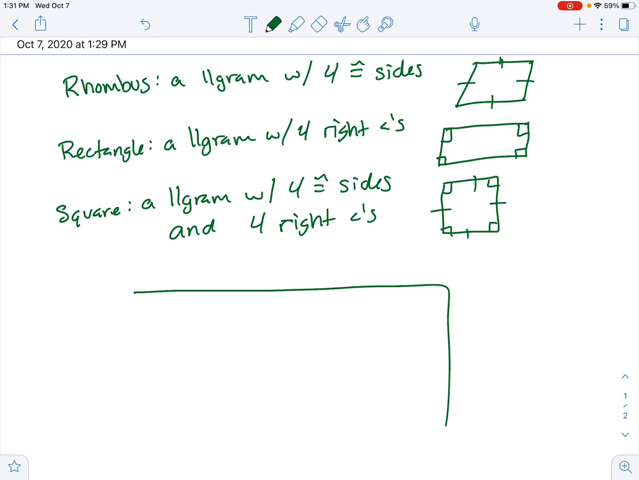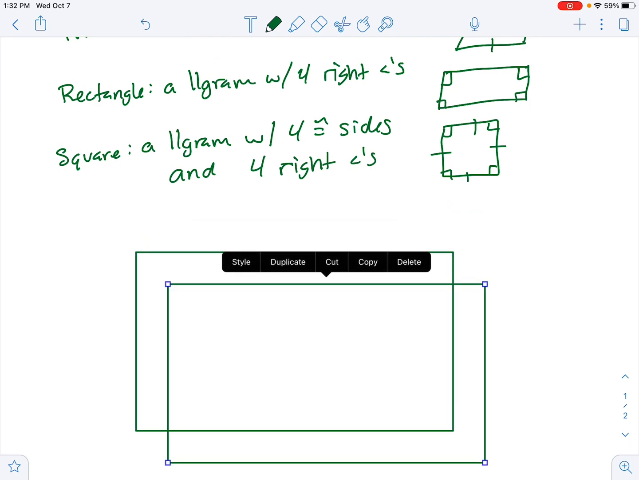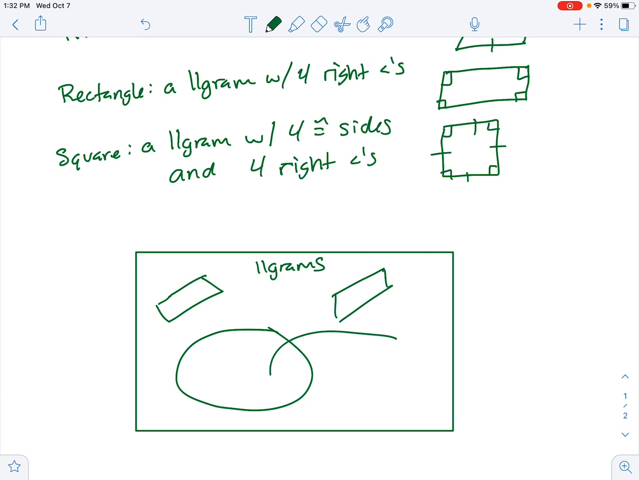Okay, so I'm going to draw a Venn diagram down here. I'm going to have a nice big square, rectangle, whatever. And within that rectangle, this is going to be parallelograms as our title. Okay, I'm going to draw 2 lovely parallelograms over here. Here's one. Here's another one. Now I'm going to have 2 ovals. This oval is going to have a rhombus. This one is going to have a rectangle.